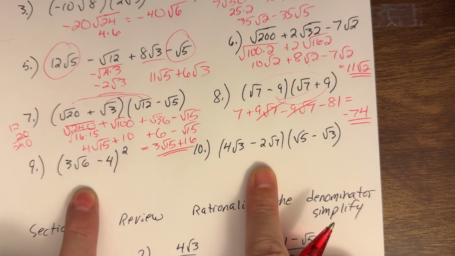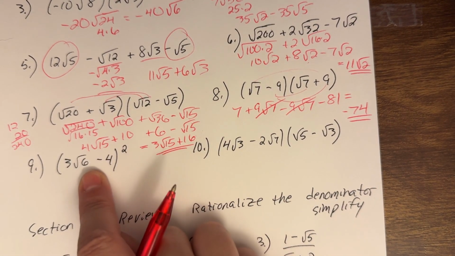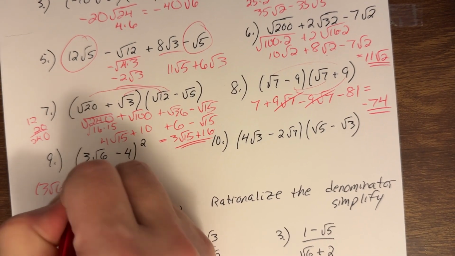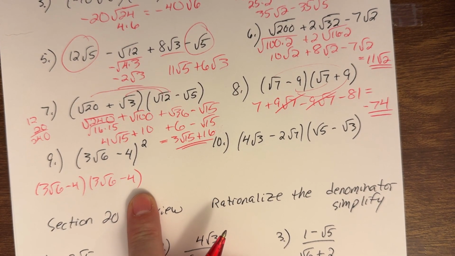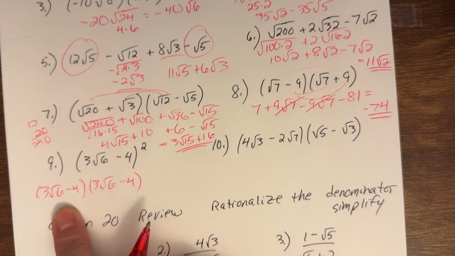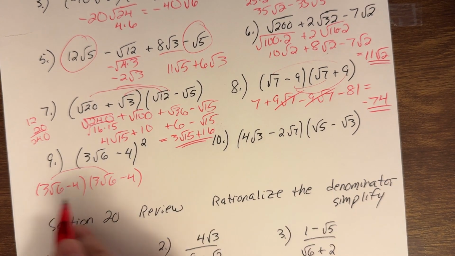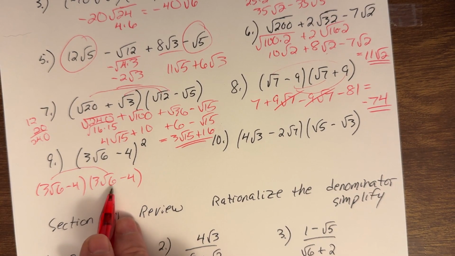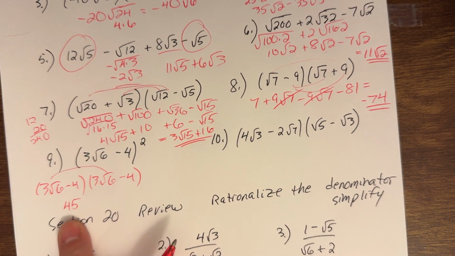Two more here. How do I square this? Well, there is no shortcut. I got to write it out. I got to do 3 radical 6 minus 4 times 3 radical 6 minus 4. And now I'm foiling this just like we were back here. Distributing here times here. 3 times 3 is 9. Rad 6 times rad 6 is 6. 9 times 6 gives me 45.